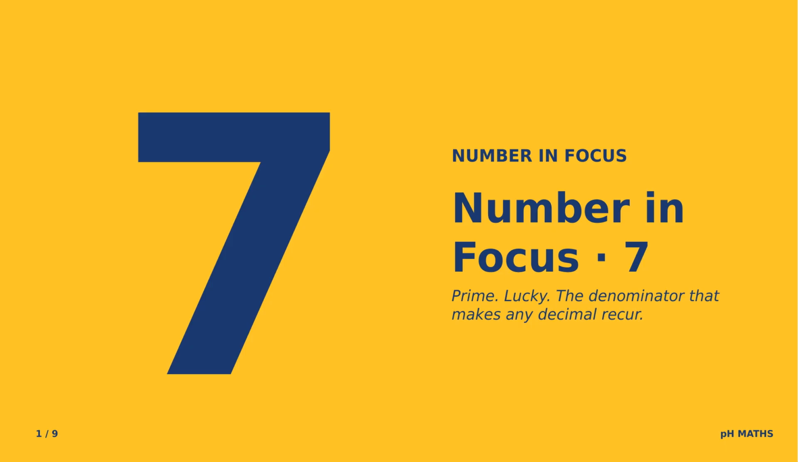Number in focus: 7. 7 is a strange one. It's prime. It's the number of days in a week. It's the number most people pick when asked for a random number, and weirdly, it's the only digit that turns any simple fraction into a recurring decimal. By the end of this, you'll have its times table cold, its powers locked in, and you'll know where 7 likes to hide in your exam paper.